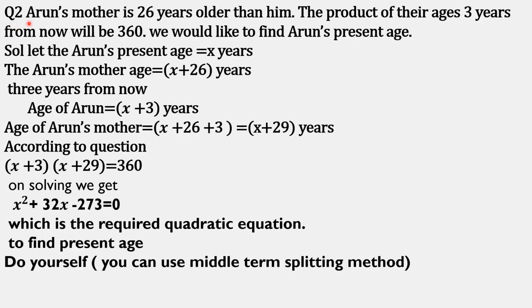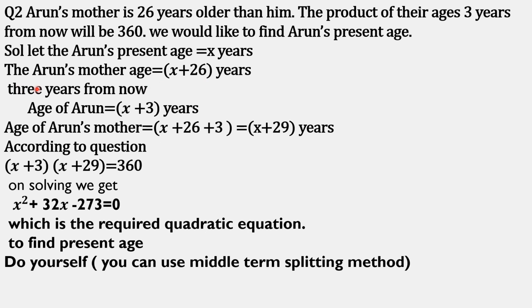Let us come to question number 2. Arun's mother is 26 years older than him. The product of their ages 3 years from now will be 360. We would like to find Arun's present age. First of all, here we consider the present age of Arun is equal to x years. As his mother is 26 years older than him, we will add these 26 years in the present age of Arun and we will get the present age of mother. So Arun's mother is x plus 26 years, which is the present age of Arun's mother.